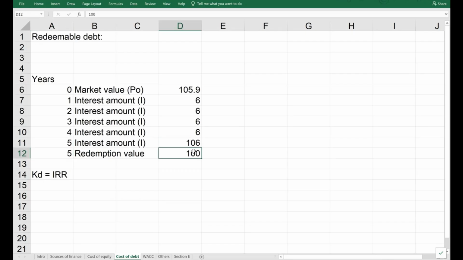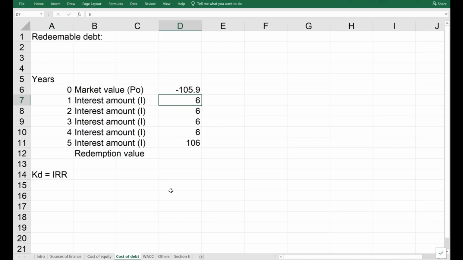So what I will do, this is the interest amount plus the redemption value together, and take market value as a negative. Look, we are finding it from the investor perspective. If I am the investor, you are the investor. So what is the bond value today? 105.9. So you need to give this value to buy it. And then what you will get? You will get 5 coupons of 6, 6, 6, 6, and 6, and you will get 100 back.